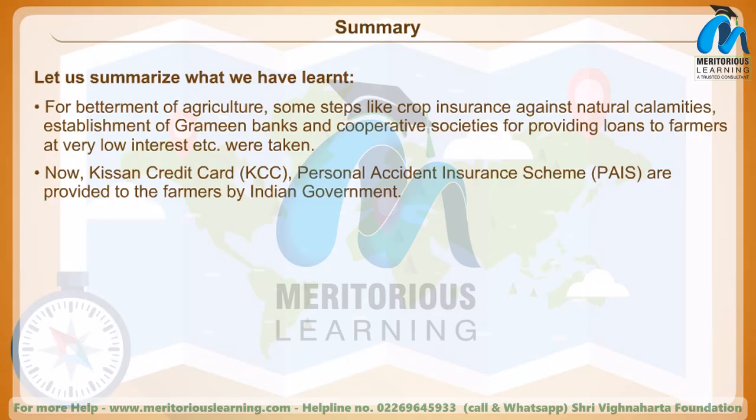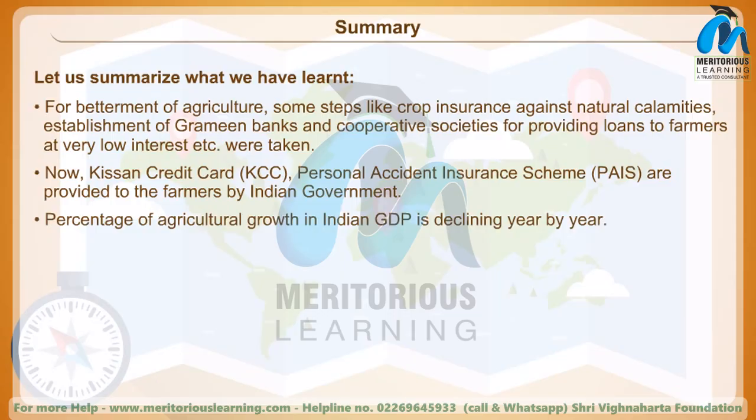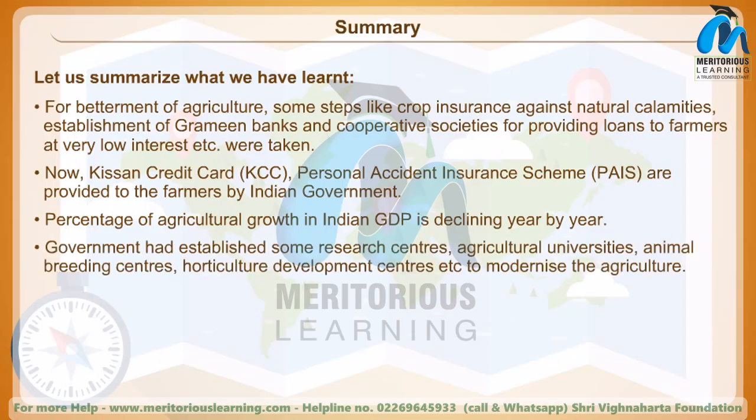Percentage of agricultural growth in Indian GDP is declining year by year. Government had established some research centers, agricultural universities, animal breeding centers, horticulture development centers, etc. to modernize the agriculture. The people who don't get the food are having lack of food security.